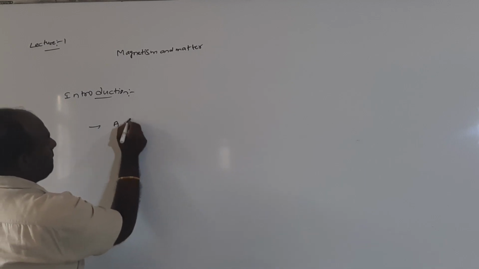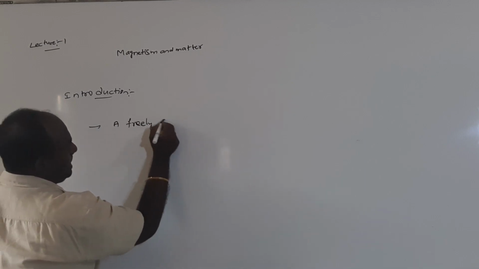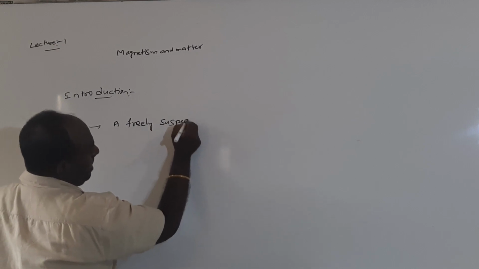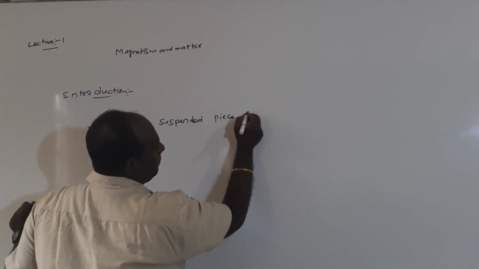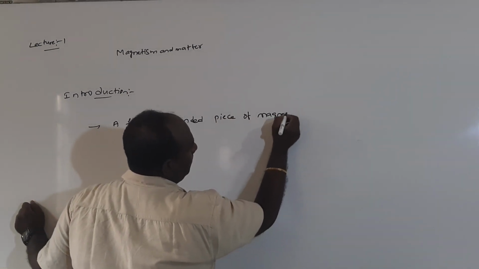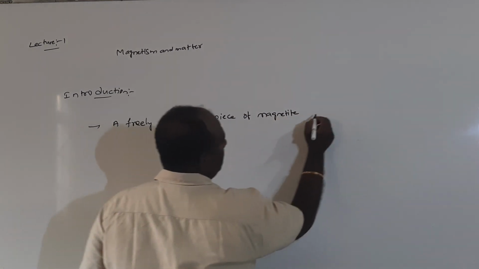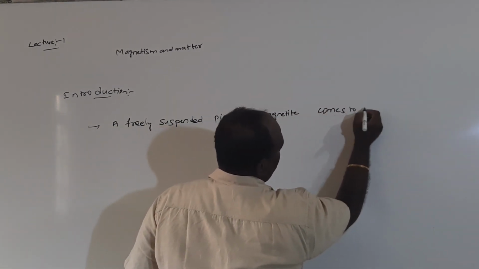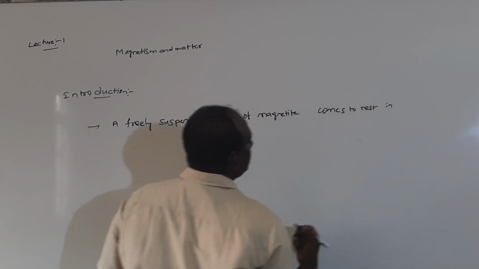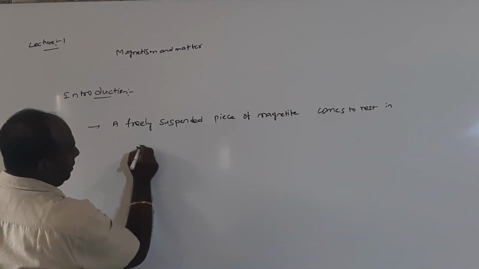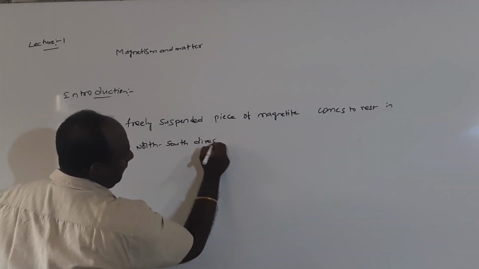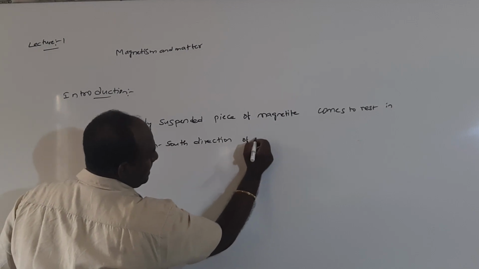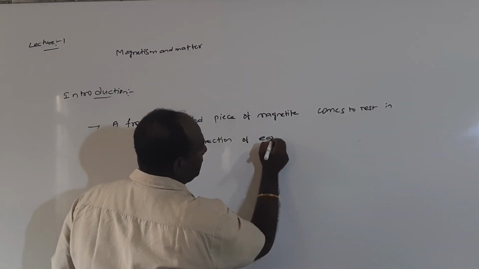Here, next point, a freely suspended piece of magnetite comes to rest in the north-south direction of earth. North and south direction of earth.